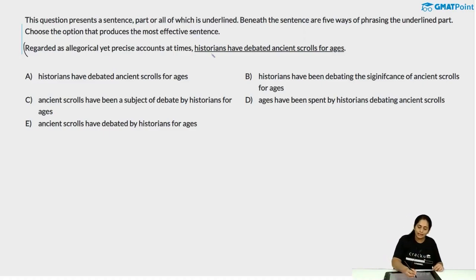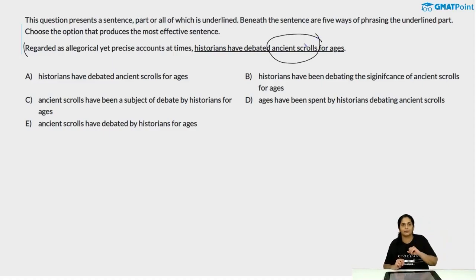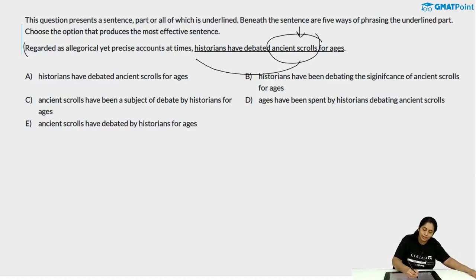No. So historians cannot be the subject or object that they are modifying, which means that it has to be either ages or ancient scrolls. Ages are not a document. So only ancient scrolls is an apt object to take that particular modifier. This is a case of a dangling modifier because it is next to historians instead of the object that it is actually modifying. So essentially this has to be shifted over here.